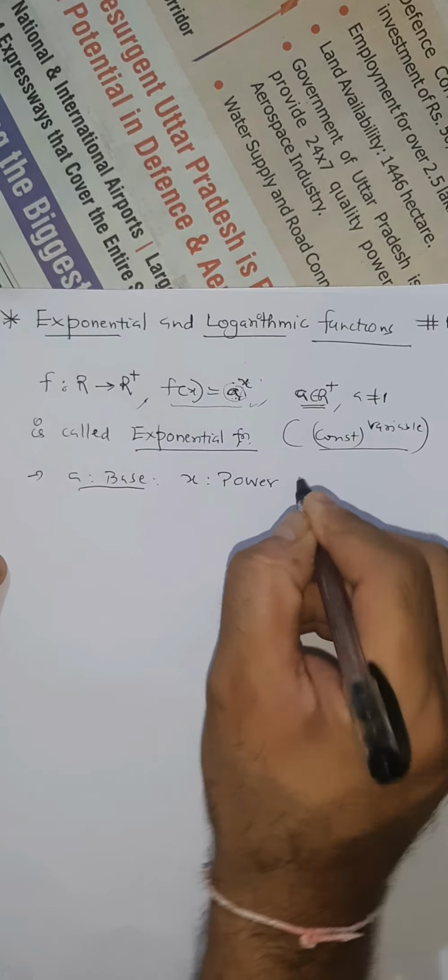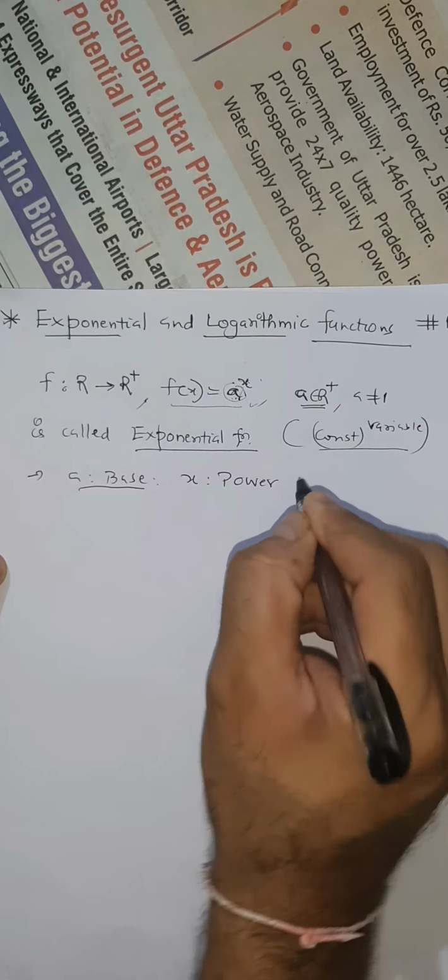Base can be any positive real number other than 1. Base can be 2, base can be 3, base can be 4, base can be 10, and so on. So this is a relation. I repeat one more time. Y equals a raised to x if and only if x equals log y, and below we write the base, that is base a.